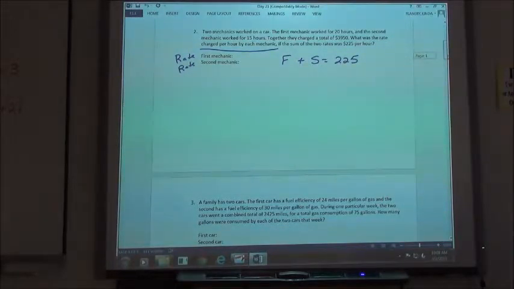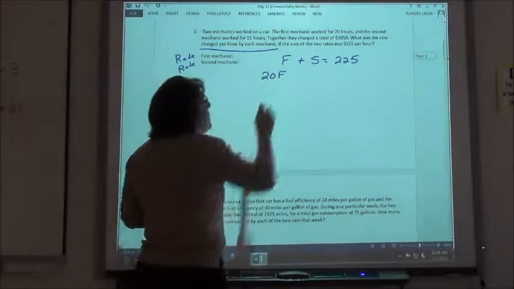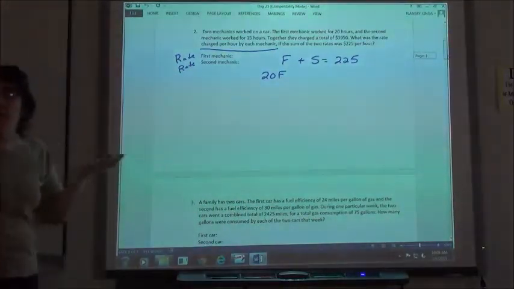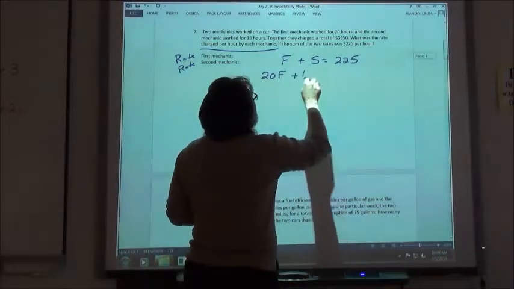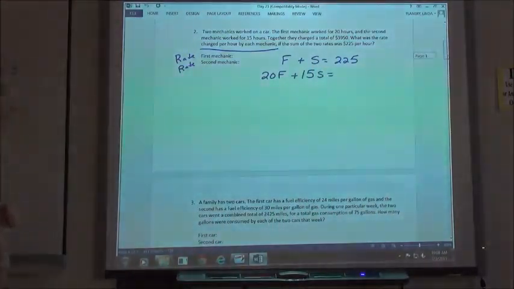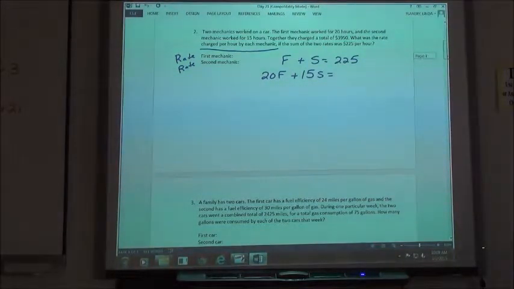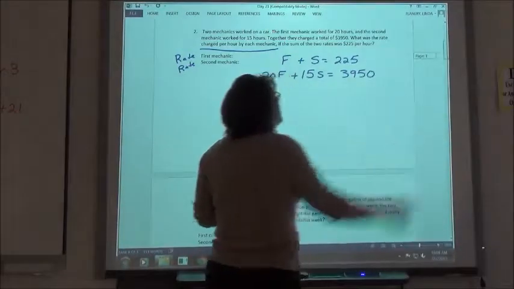Second equation is going to have to do with how much money they're going to make. The first one worked for 20 hours. So if I take 20 times the rate he makes per hour, we're going to find out how much money he made. The second mechanic worked for 15 hours. So if we take 15 times the rate he gets per hour, we're going to find out how much money he made. Together they charged $3,950.